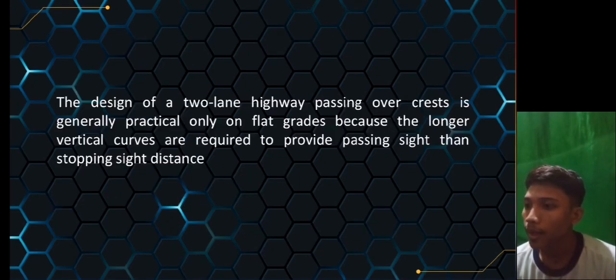The design of two-lane highway passing over a crest is generally practical only on flat grades because longer vertical curves are required to provide passing sight distance than stopping sight distance.